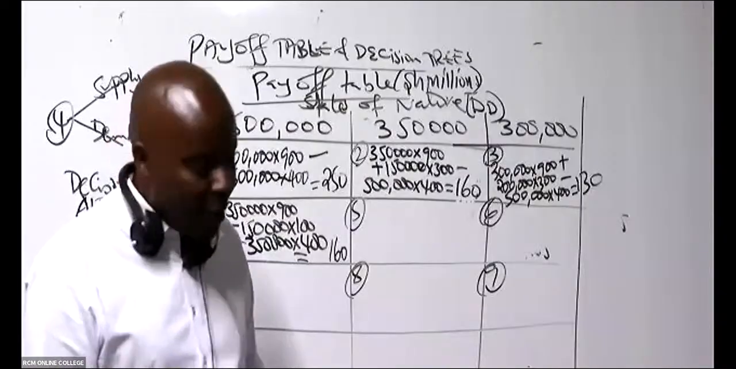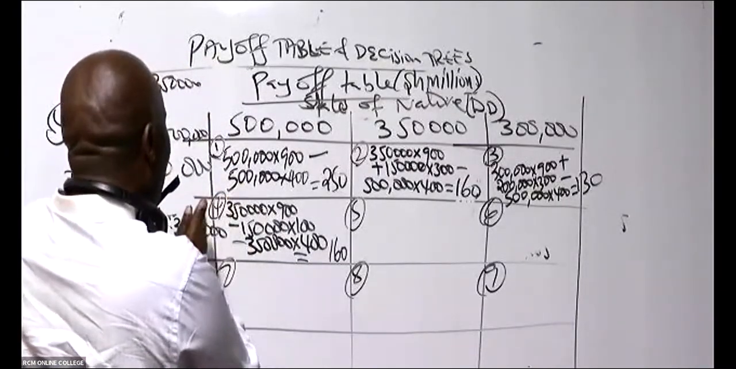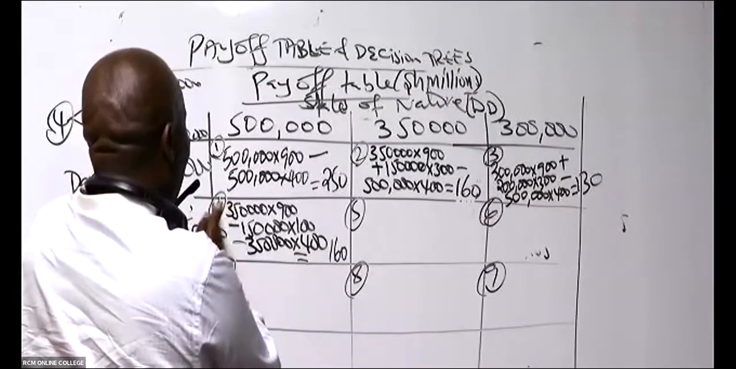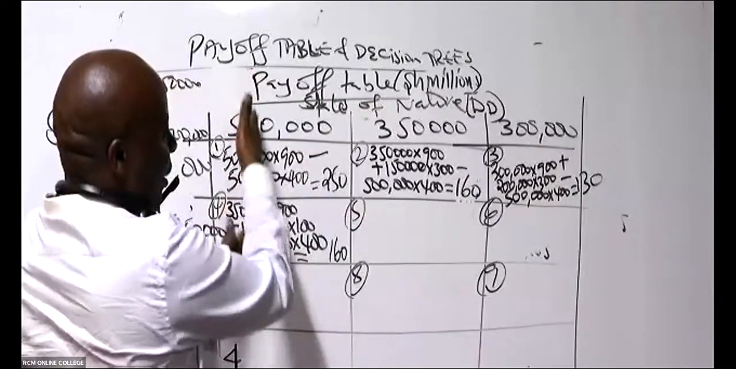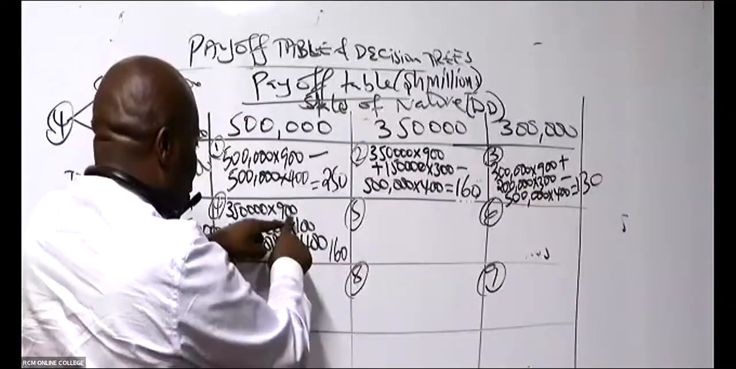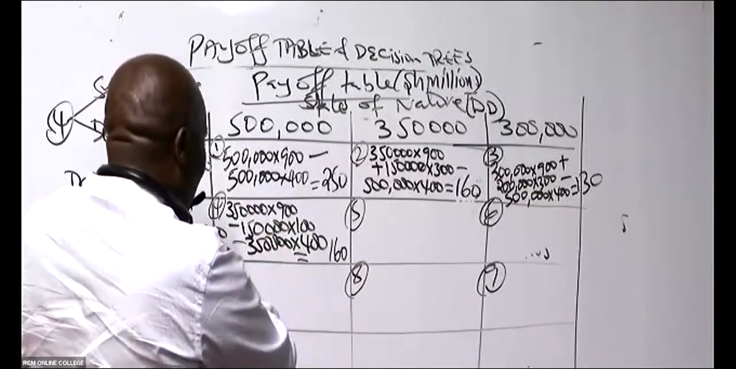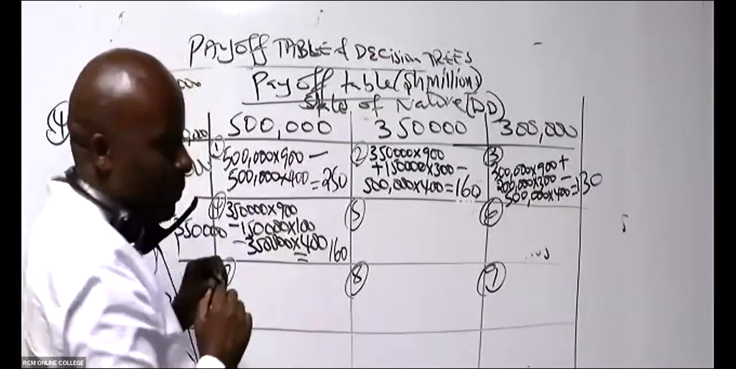Okay, look at this. I'm looking at number 4. The supply here is 350. The demand for number 4 is 500. You should be able to see the intersection, this one here. Intersecting 350 and 500. 350 is supply, 500 is demand.